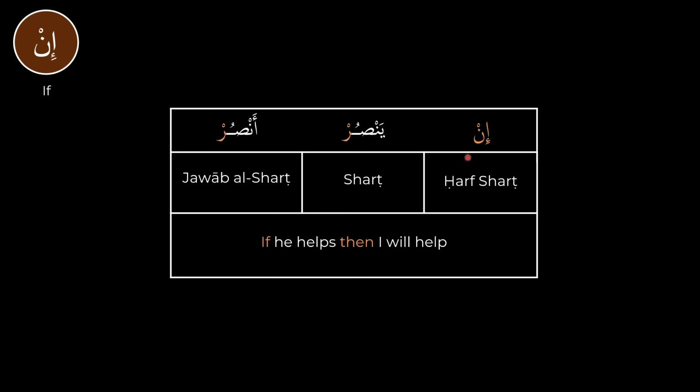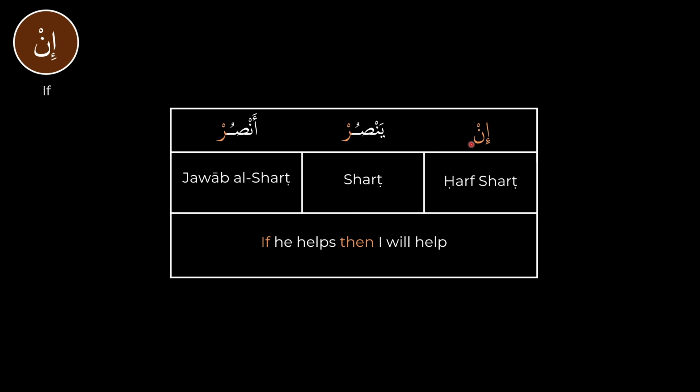Here we have in yansur, ansur. So in is going to be our harf shart. And then you have yansur because in is making this go into jazm, and this is going to be our shart because it's right after the in. And then ansur is going to be our jawabu shart because it's after the shart, and this is also in a majzum state. So this becomes, if he helps, then I will help.